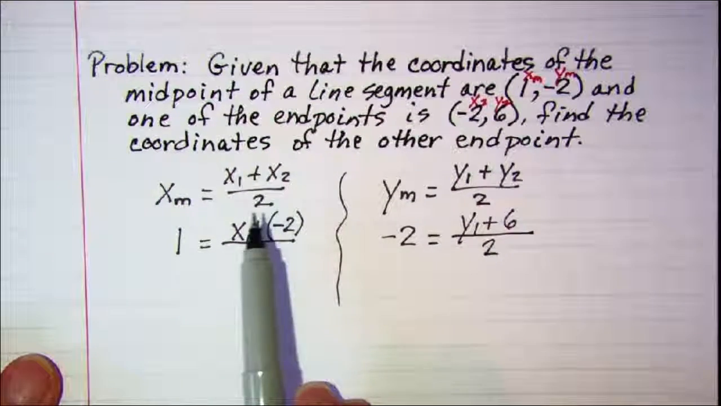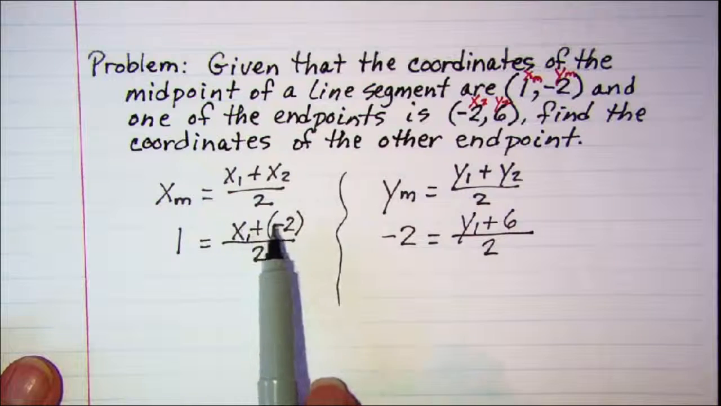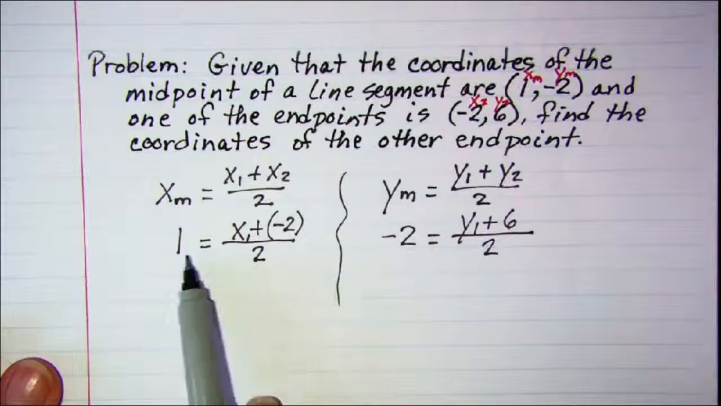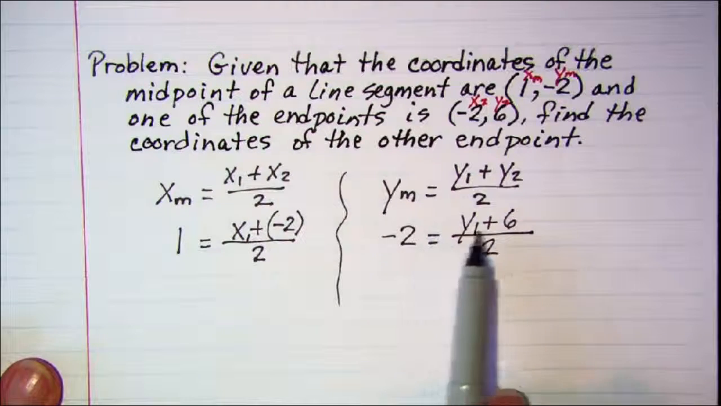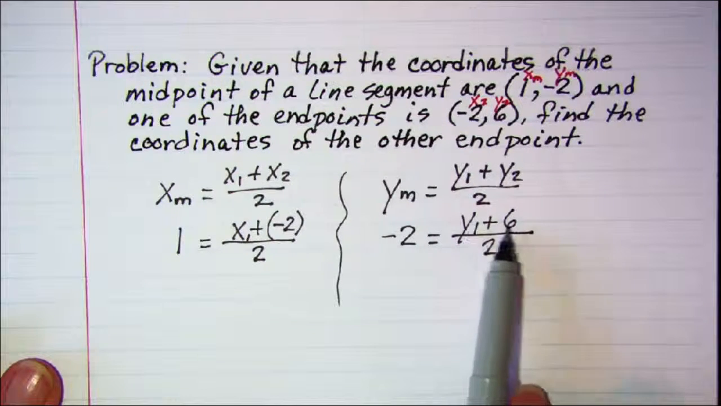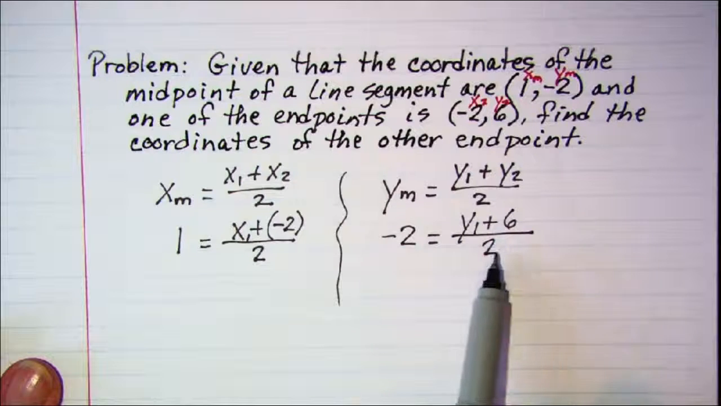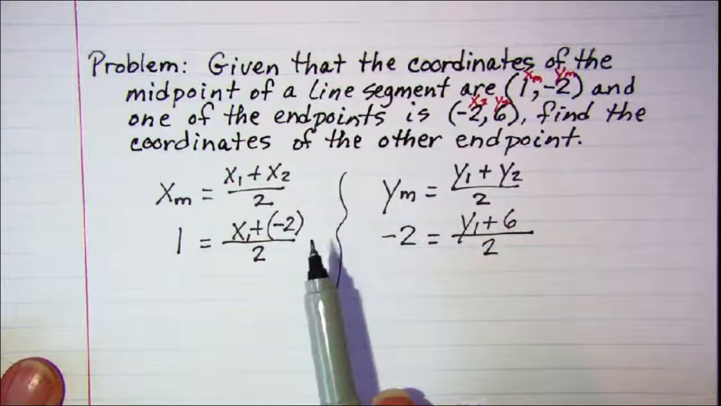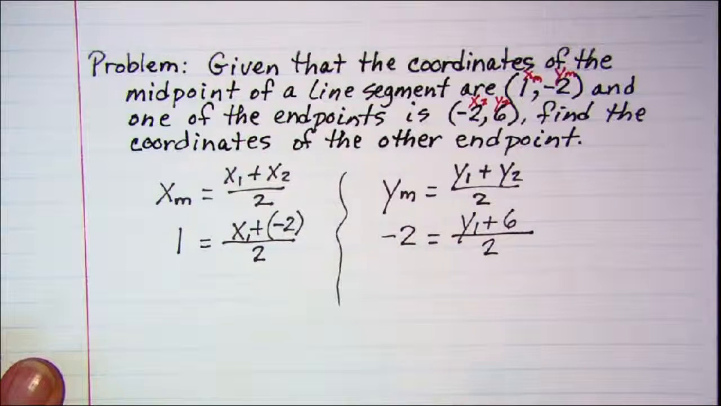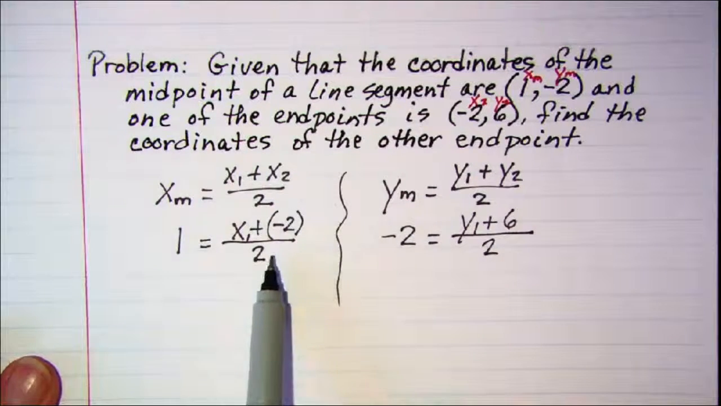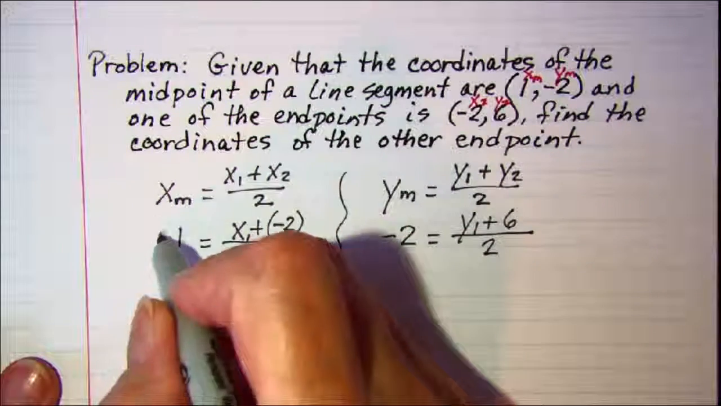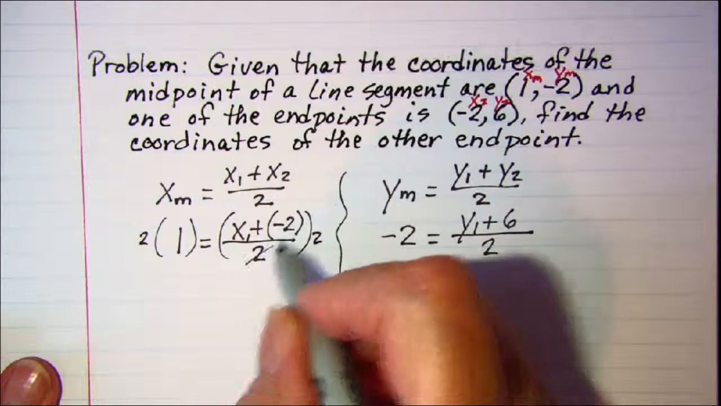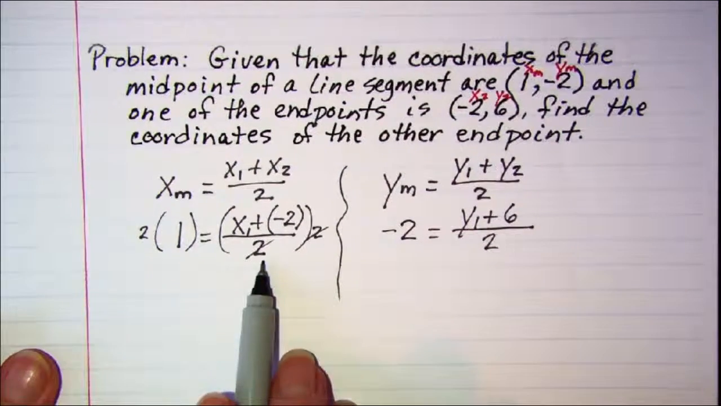So normally, if we had both endpoints, we would add the two endpoints together and divide by 2, and that would give us our x-coordinate, and then add the two y values together and divide by 2, and that would give us the y-coordinate of the midpoint. But this time we're given the midpoint, so we have to do a little bit different. Now I'm going to multiply both sides by 2 to remove this 2 in the denominator.